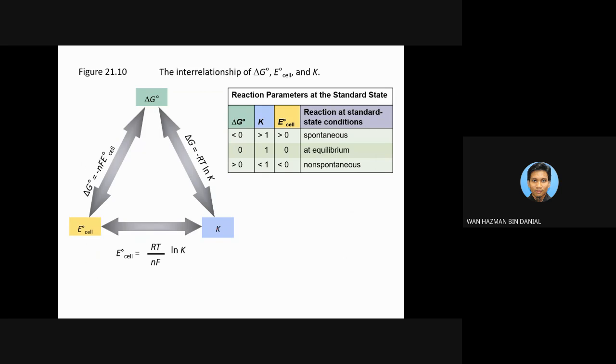And then the interrelationship, interrelationship ni tadi juga apa kaitan dia? So delta G kait dengan K adalah through this equation. Delta G with the E naught cell through this equation. And E naught cell with the K is through this equation. Okay, so yang ni sama tak macam tadi? Siapa tanya tadi? Ami ya? Ami tanya tadi kan? So kalau delta G kosong, maksudnya dia adalah at equilibrium.